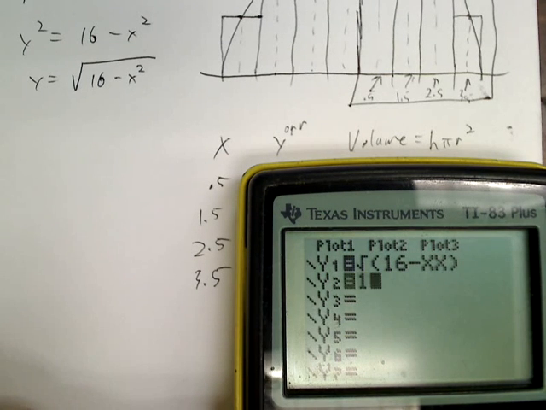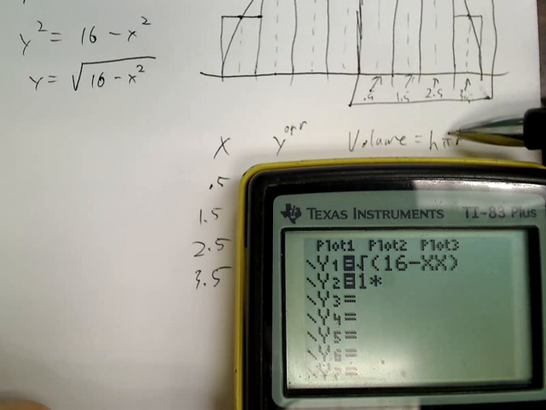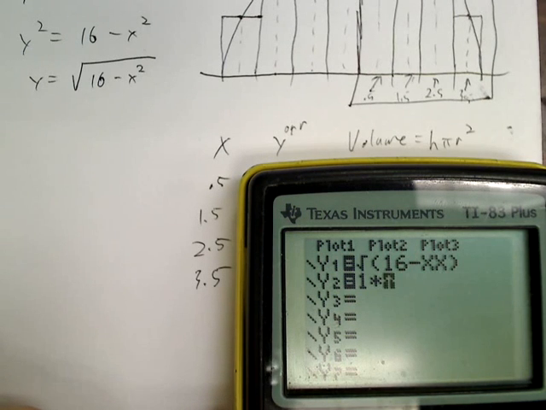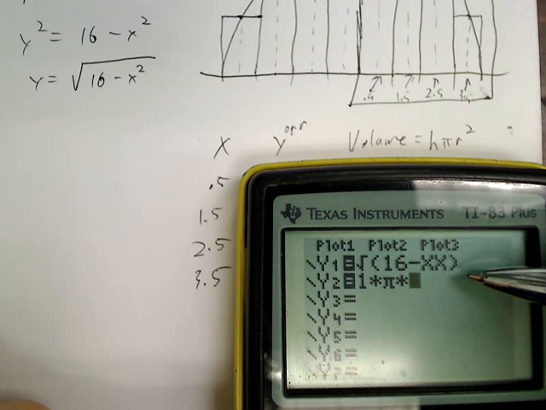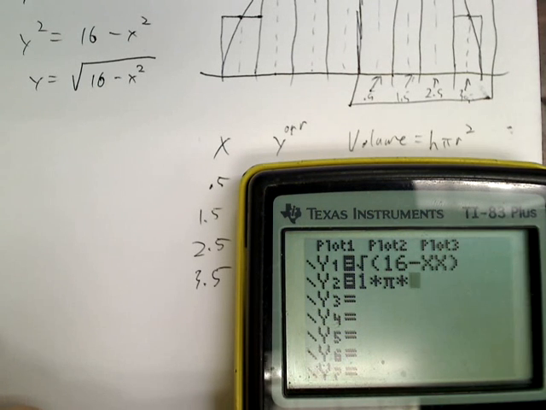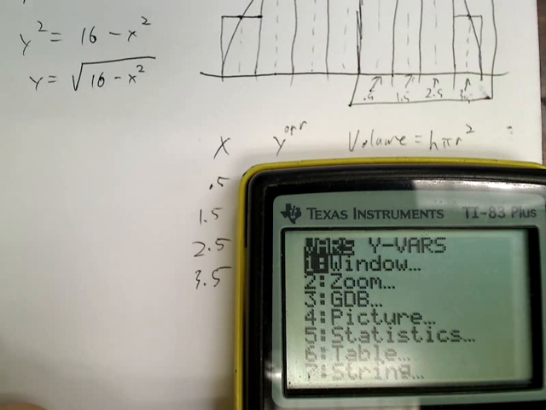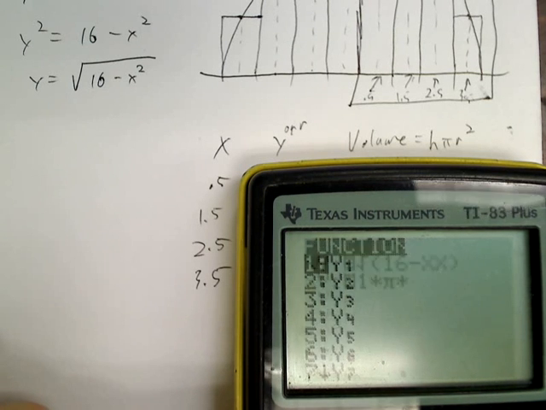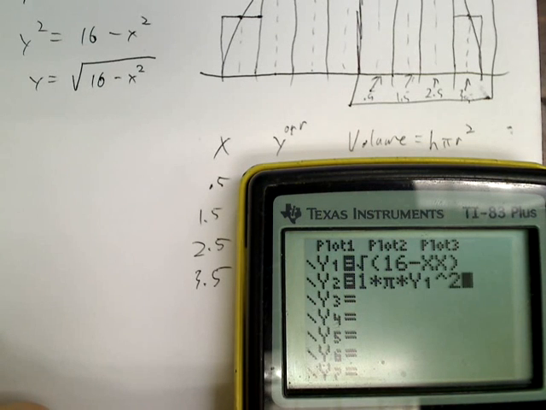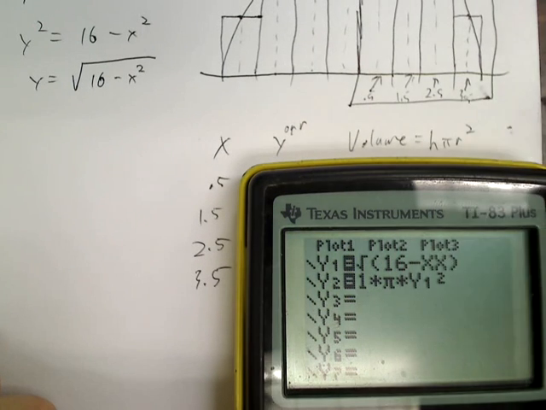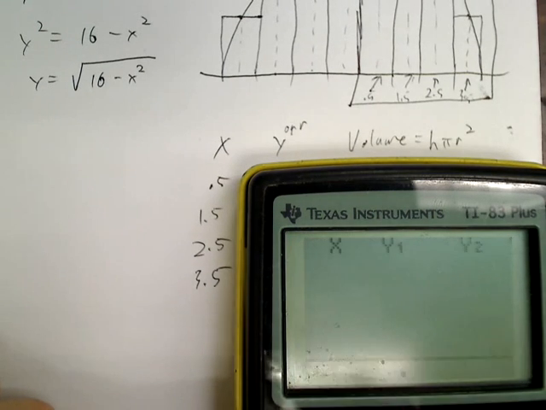The height is 1, and I'm just writing that for the sake of writing it. Pi is pi, r squared times the value of y1, that's r, y is r, okay, times the value of y1 squared. So times the value of y1 squared. Oh, let me use the other one that looks cooler. There we go. So y2 is going to be these volume numbers. So let's look at the table again.